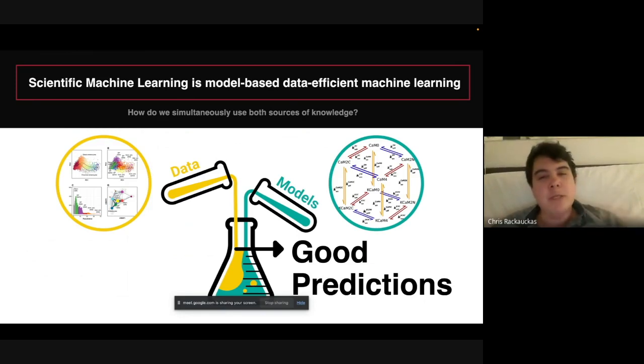And I'm going to show a few examples of scientific machine learning methods achieving that goal, and some of the ways that we're trying to continue to push this subject by allowing more and more types of models and more types of prior information to enter this kind of process.